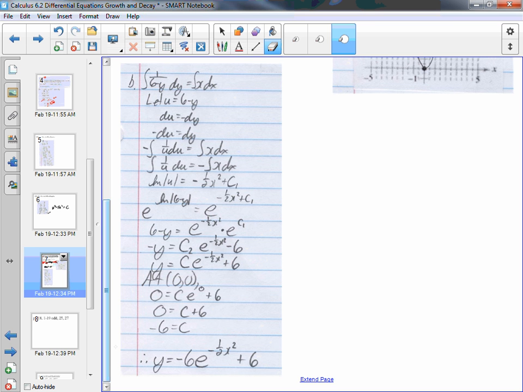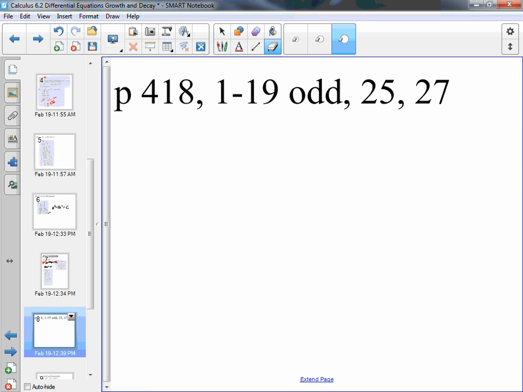And now, for the moment you've all been waiting for. Page 418, 1 through 19 odd, 25, and 27.